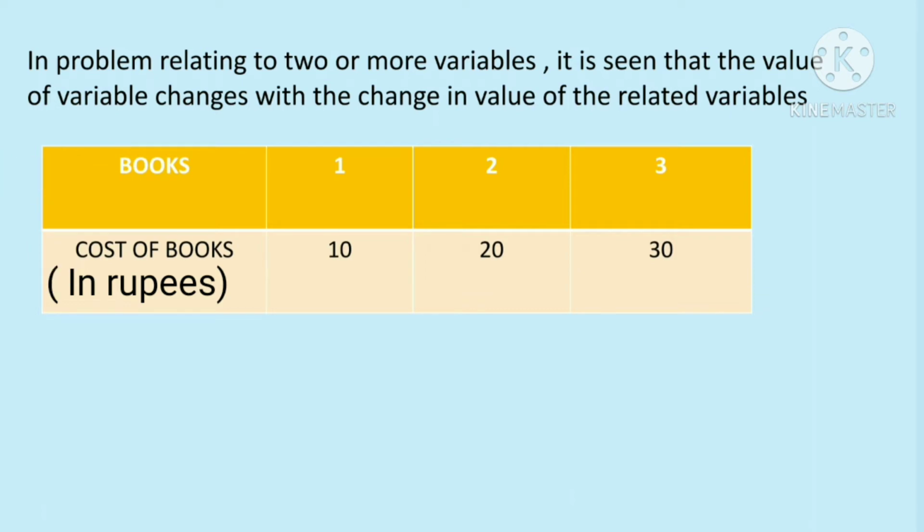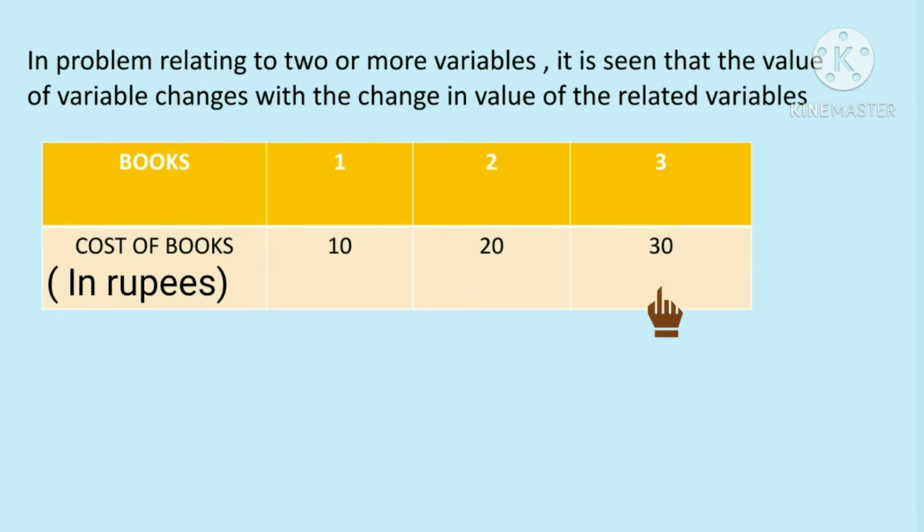If one book costs rupees 10, what will be the cost of two books? Yes, two books will cost rupees 20. What will be the cost of three books? Three books will cost rupees 30. Here you will see, as the number of books changes, the cost of books also changes.